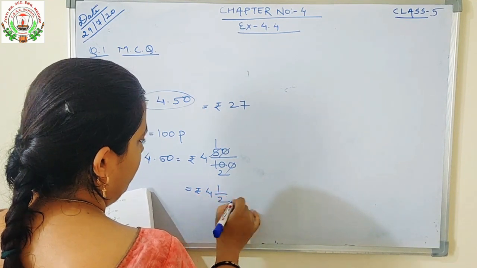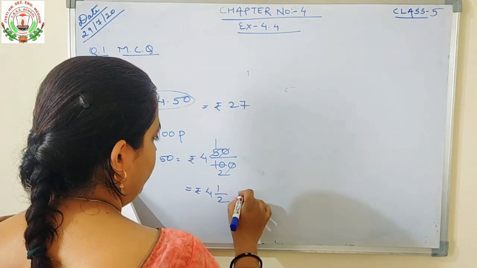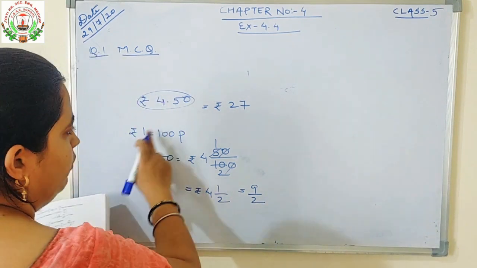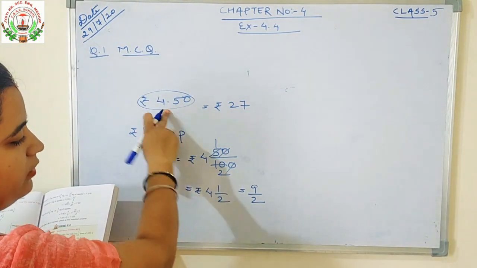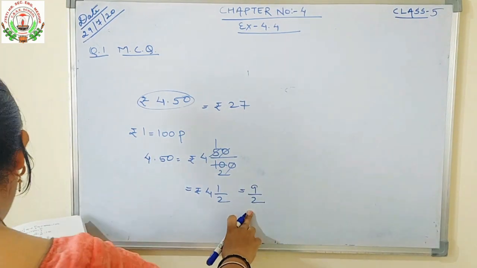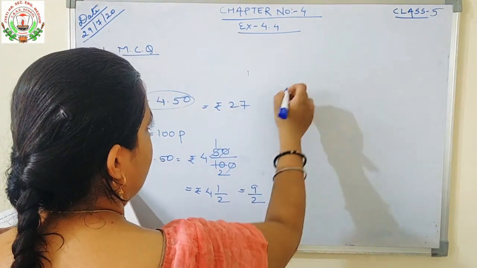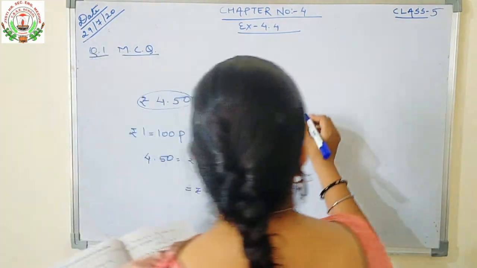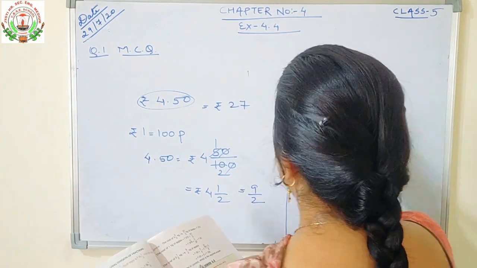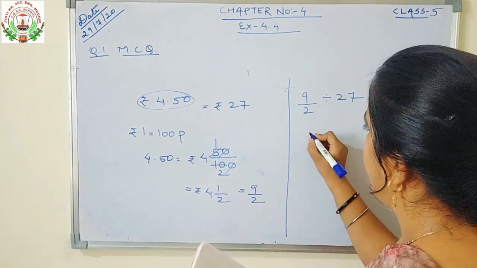4 1/2. Now we will change this mixed fraction into a normal fraction. 4 2s are 8, 8 plus 1 is 9 upon 2. So rupees 4.50 is converted into the fraction 9/2. Now we have to convert this into a fraction of rupees 27. Okay, so how will we convert? We will divide this by 27. 9 by 2 divided by 27.